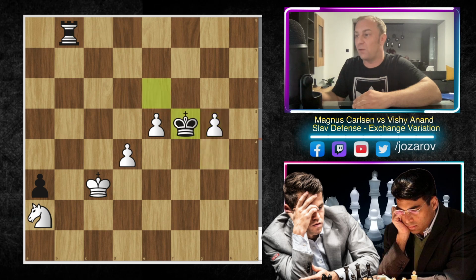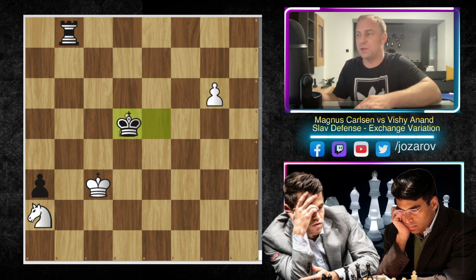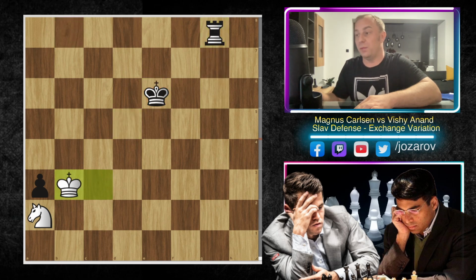So here g5, of course, gives an opportunity for Vishy to go f5, attacking the pawn. We have now d5, Vishy takes, and from this point on it's basically game over. Here we have a promotion, but it's not the problem. After king to b3, now rook to g3 was played, and finally Vishy Anand has protected the pawn.